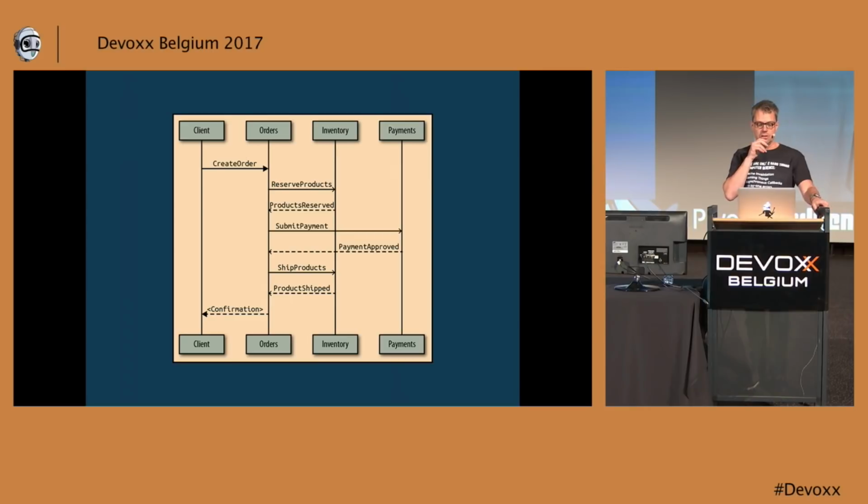What I'm going to try to do is show you this use case. We have the client, probably coming from a web browser or something like that, pushing an order into an orders process manager, an orchestrator, that orchestrates the order on behalf of the client. It talks to the inventory, trying to reserve products. If it's possible to reserve them, it submits a payment. The payment is approved, then ship the products. If products are shipped, it sends a confirmation back to the client. So that is the idea. We have one client and three different services.